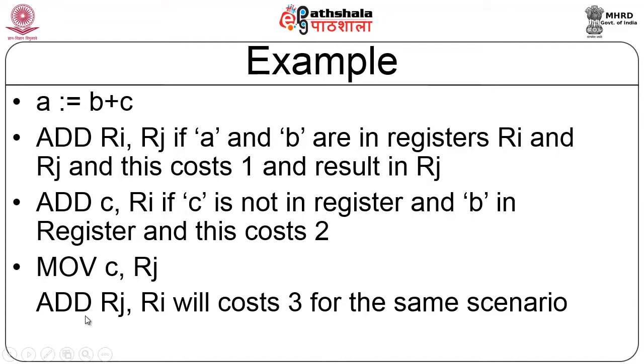So then you can issue the command add Rj comma Ri, which is again going to cost us 3 for the same scenario, because this is going to be costing you 2 units: a move function is costing you 1 unit, and accessing the variable c is going to cost us 1 more unit. So this is going to cost us 2 units, plus this instruction, the add alone is going to cost us one more unit, resulting in a cost of 3.